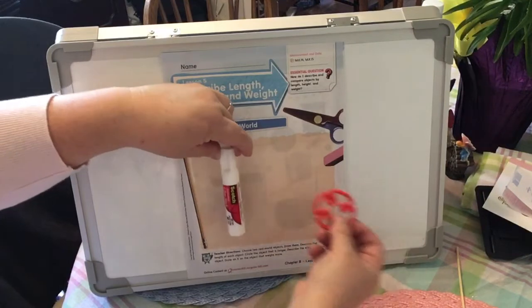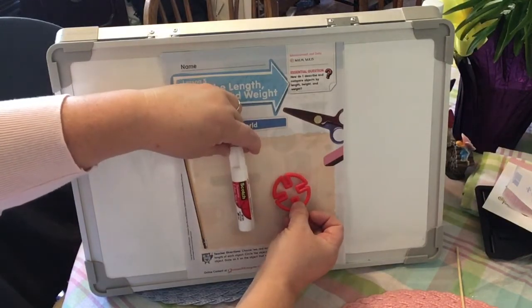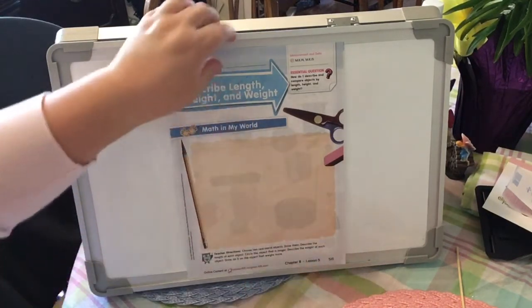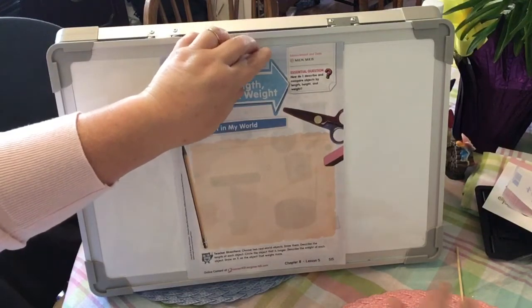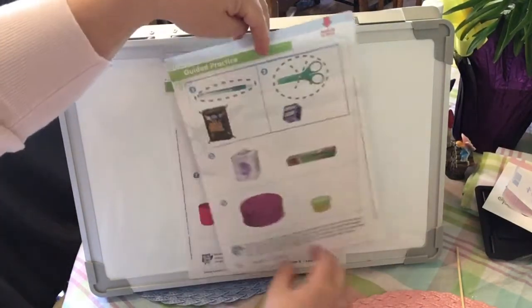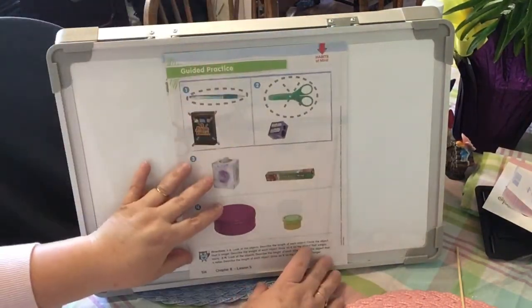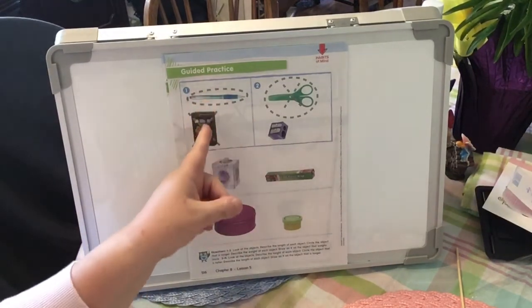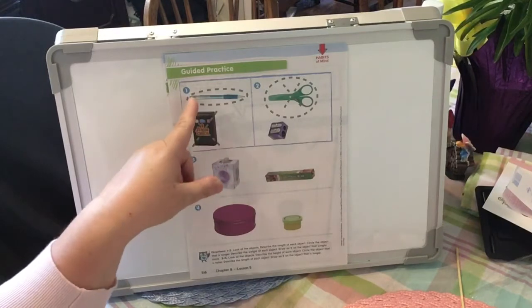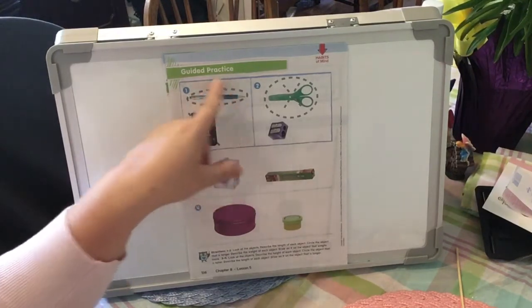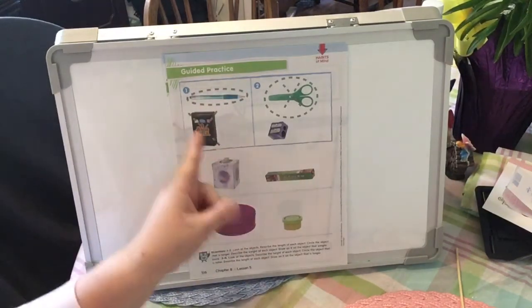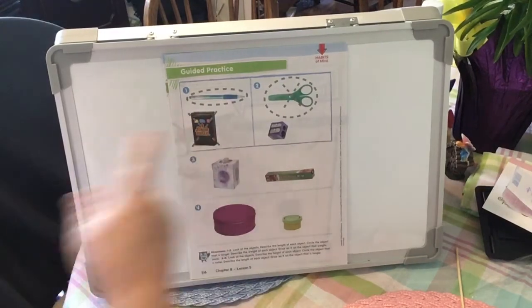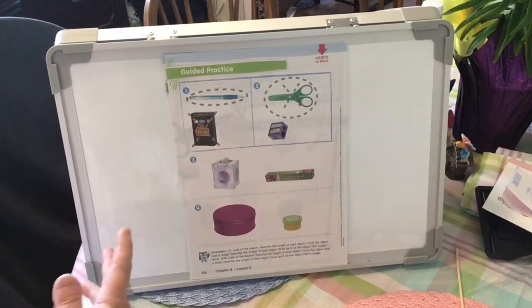I would do a couple more and then draw those two on my page and then do the marking that it asks you to do. So then on the next page is our guided practice. And you can see we're comparing the two. So it's saying that the pencil is longer than the chalk, but the chalk weighs more. So you would mark it that way.